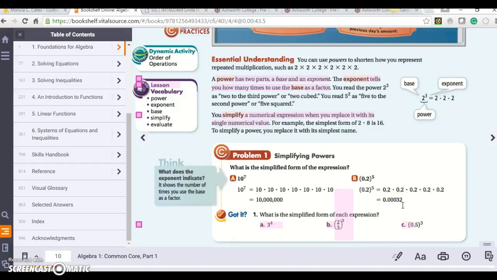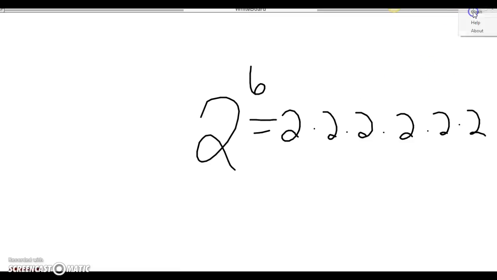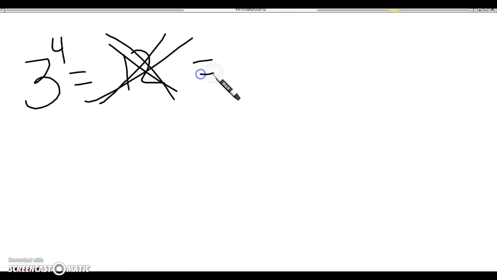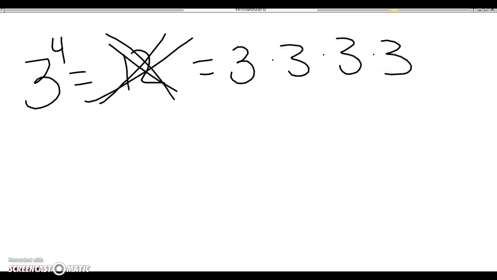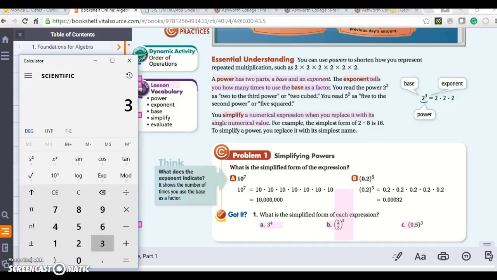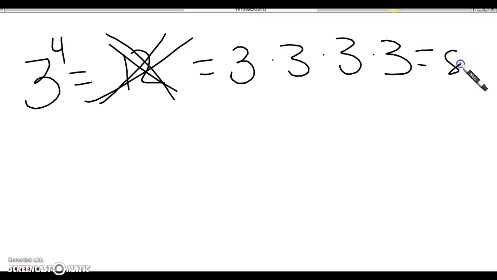Now you want to be careful to not multiply the base and the exponent. For example, I see a lot of students who, if I have 3 to the 4th, automatically say 12. That is wrong, wrong, wrong, wrong. So I have 3 times 3 times 3 times 3, and I need to multiply that. And if you need to use your calculator, please use your calculator. So I'm going to pull out my calculator. I have 3 times 3 times 3 times 3, and that gives me 81. So that's equal to 81.